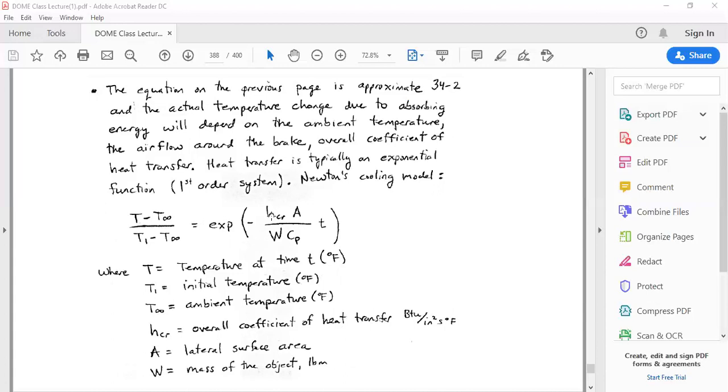So that is your h, and this is a property of the material, and it is also a property of the air that is being circulated around the brake. So it depends on the geometries, etc. This is usually given to you, or you can calculate it by computational fluid dynamics, which is called CFD. A is the overall surface area of the brake, and W is the mass of the brake, and here you just pay attention to units.